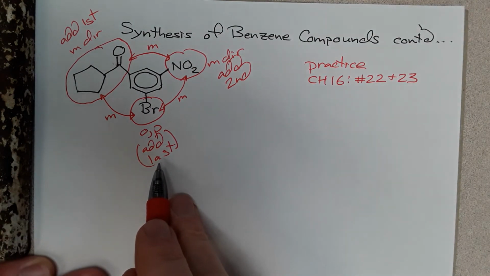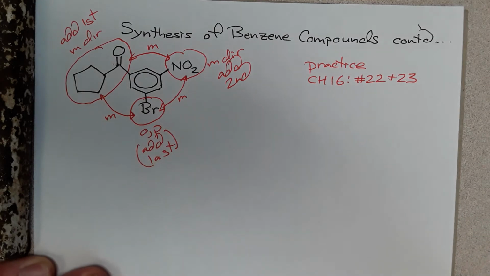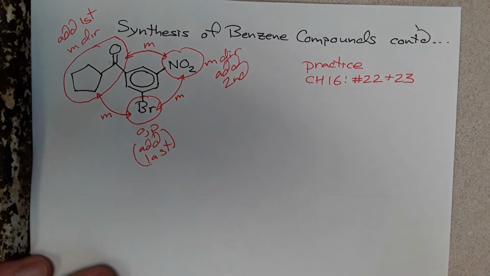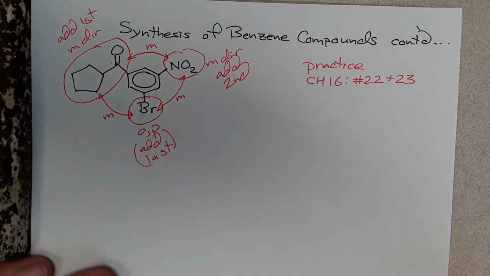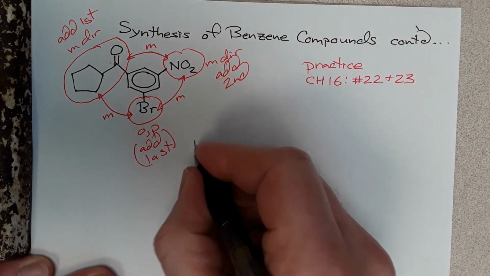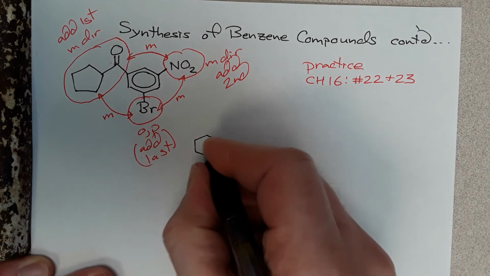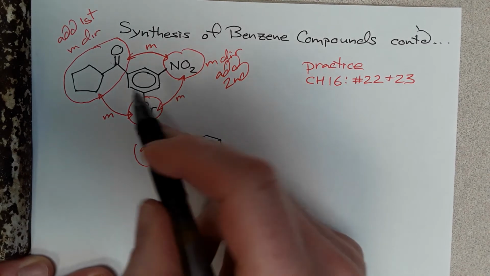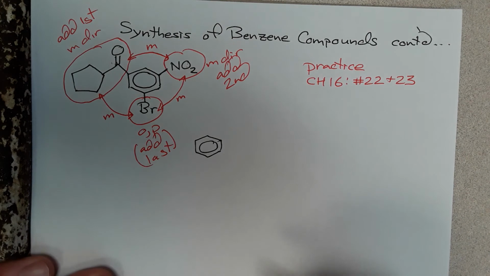If you do not do it in that order, then one thing or the other will go wrong. Either the reaction won't happen at all, or you'll be directing things in the wrong positions. So let's go ahead and draw that out then. Beginning with benzene, we said we had to add the ketone first.